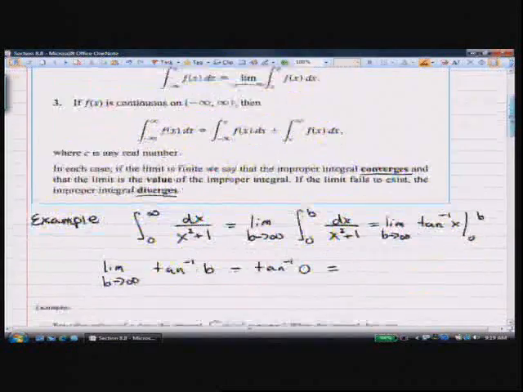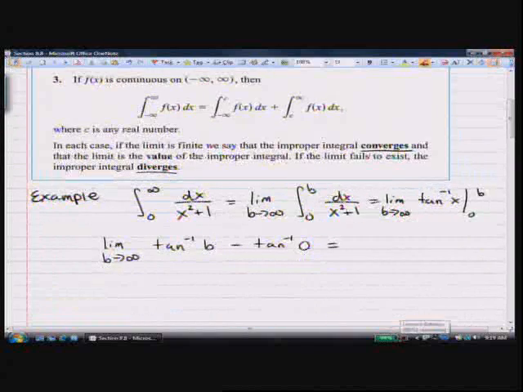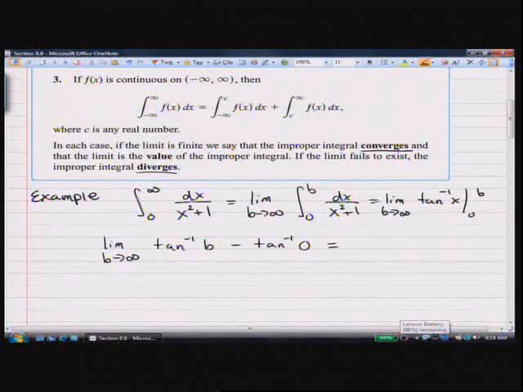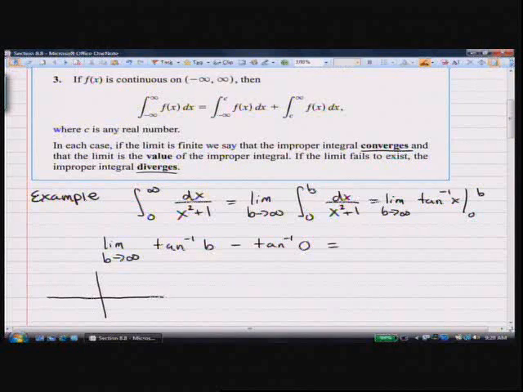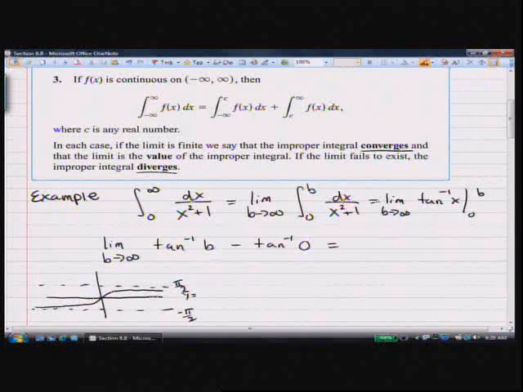Okay, and so this takes a little thinking about the inverse tangent. I don't know how much you remember the inverse tangent graph. It looks like this. It's sandwiched in between negative pi over 2 and pi over 2, and it's just like a little s like that. That's the graph of y equals inverse tan of x.